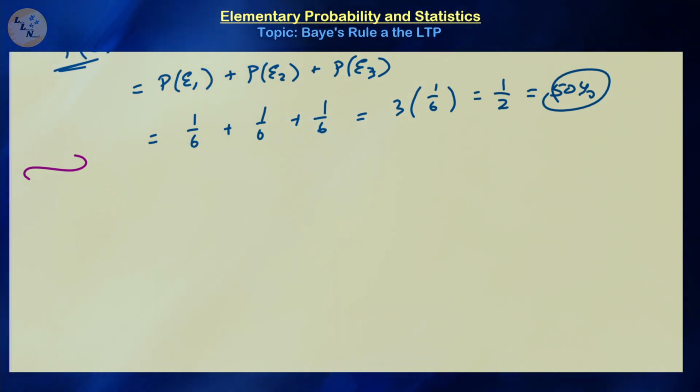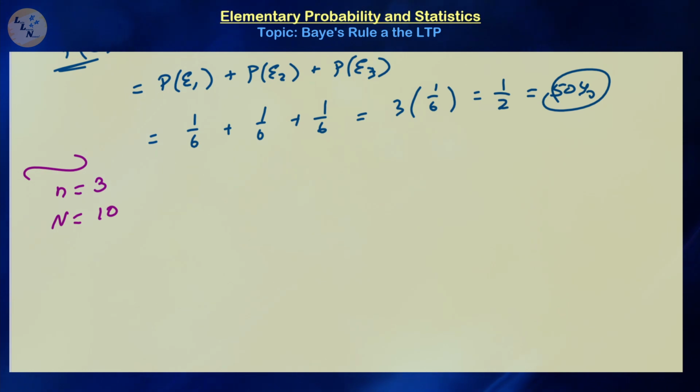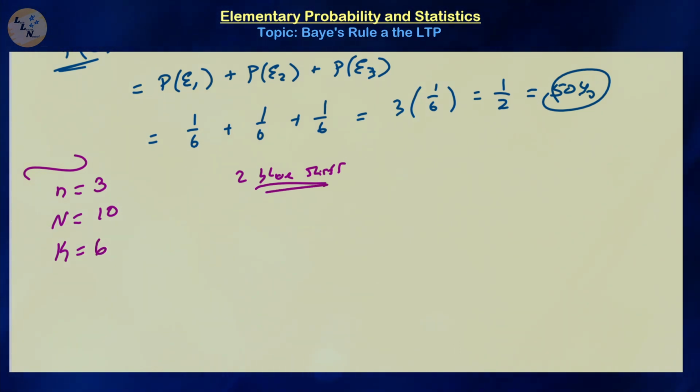Is there another way? So think about it from this perspective. We're gathering a sample of size 3 from a population of size 10. There are, let's see, what are we focusing on? Two blue shirts, right? So how many total blue shirts are there in our population? I believe there was 6, and we're interested in obtaining exactly 2 of them.